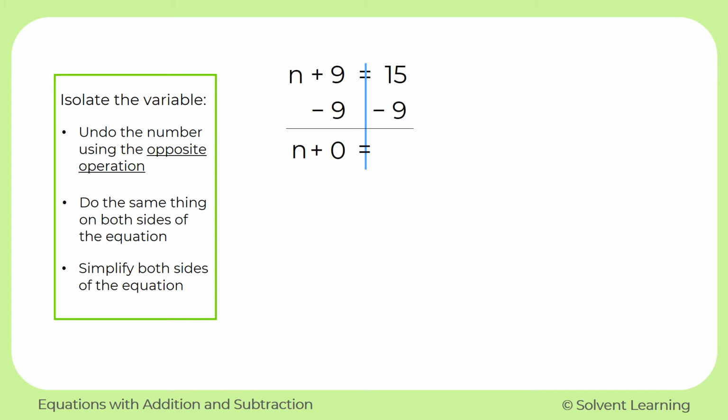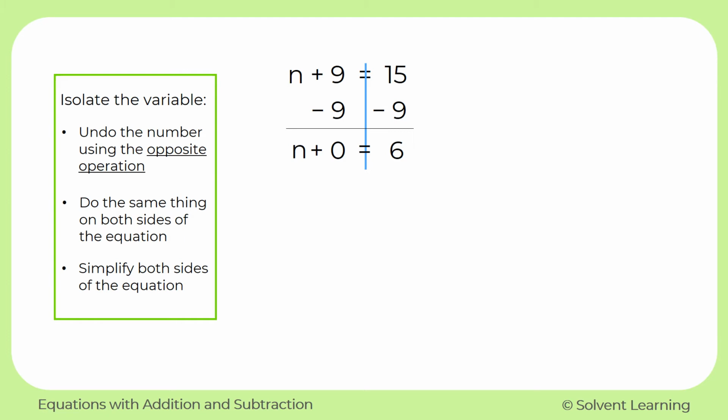Now I go to the middle where my equal sign is. That's just going to stay the same. So you always just bring that equal sign down in the middle. And then we move to the right side and combine like terms over there. We have 15 minus 9, which gives us 6. Okay, so now we have n plus 0 equals 6.